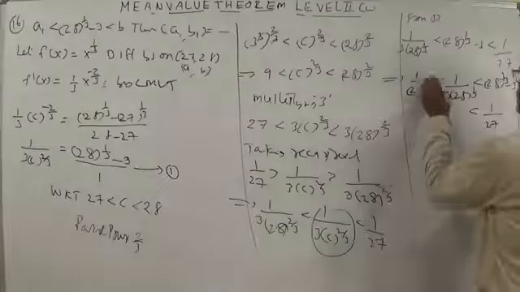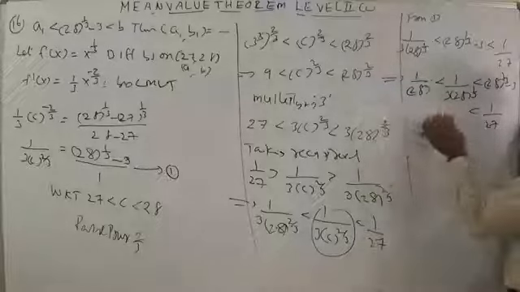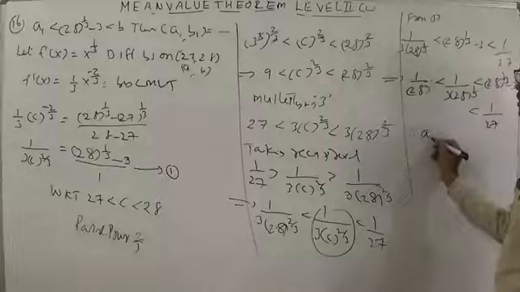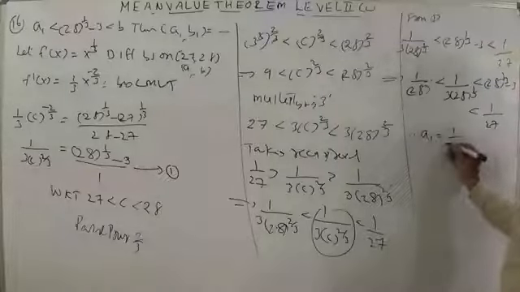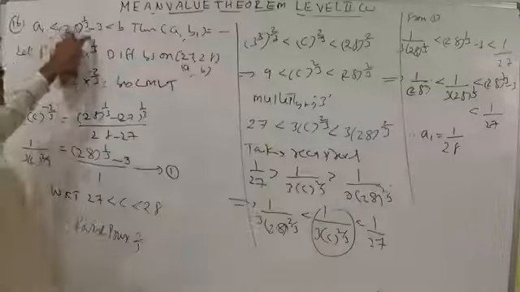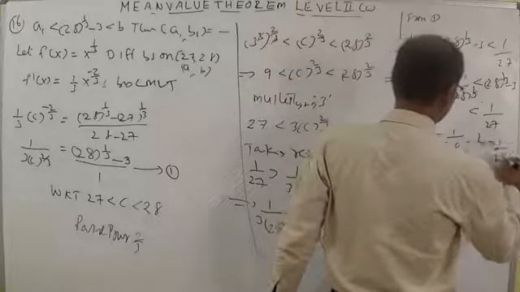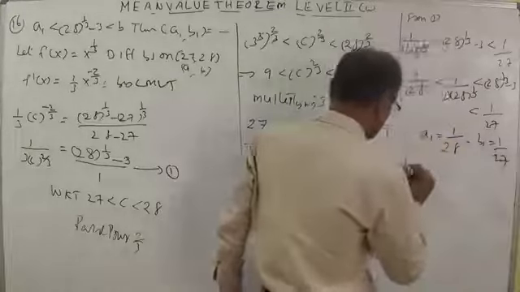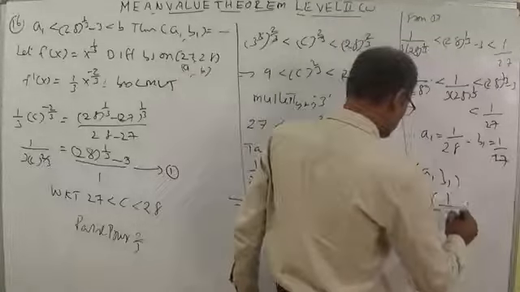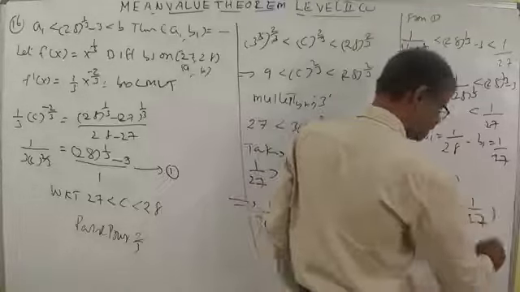I am writing directly 1 by 28. This value is smaller than this one. Therefore, you can say that A1 is equal to 1 by 28 according to the given question here. A1 less than 28 power 1 by 3 minus 3 less than B. A1 equal to 1 by 28 and B1 is equal to 1 by 27. Therefore, here you can conclude that A1 comma B1 is equal to 1 by 28 comma 1 by 27.